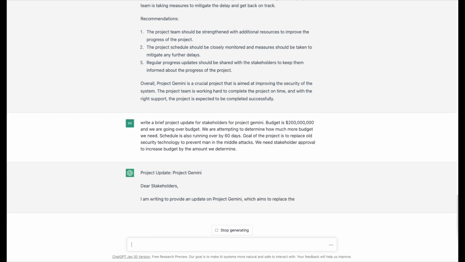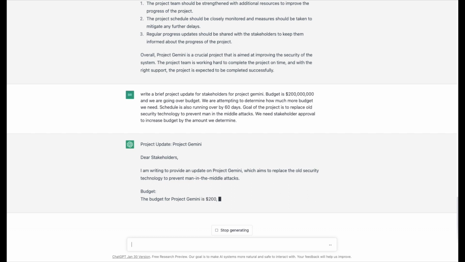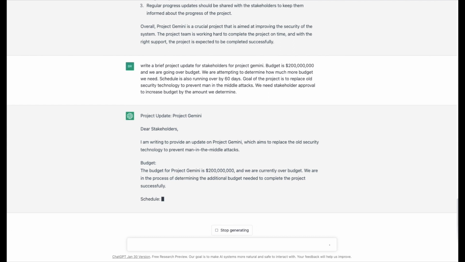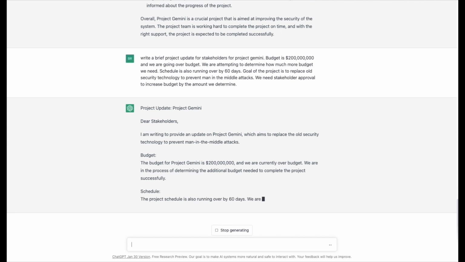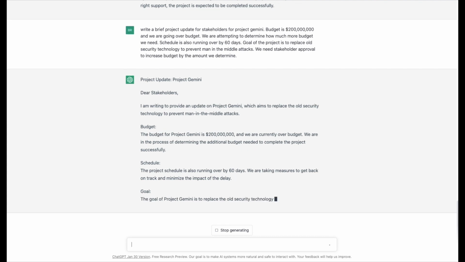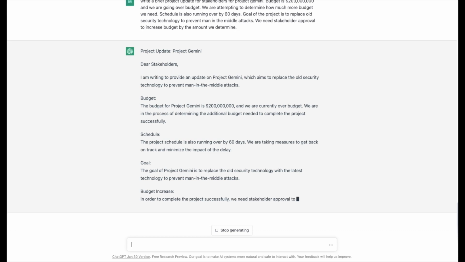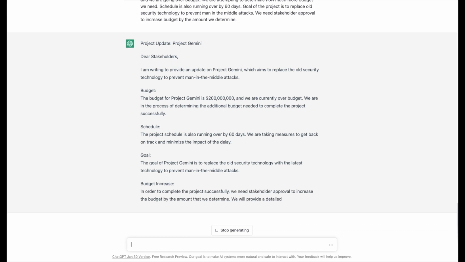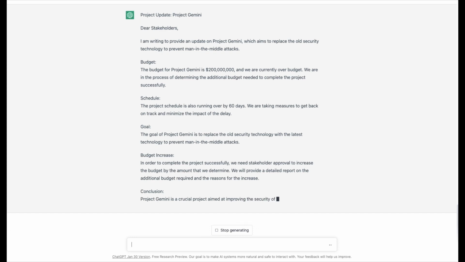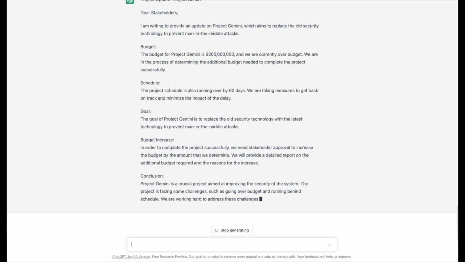Dear stakeholders, okay, so this is more of a letter style. I'm writing to provide an update on Project Gemini, which aims to replace the old security technology to prevent man-in-the-middle attacks. Currently over budget in the process. Okay, so it's regurgitating the language we gave it. So it's providing good detail.